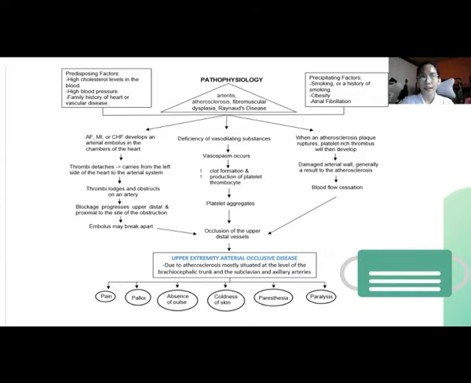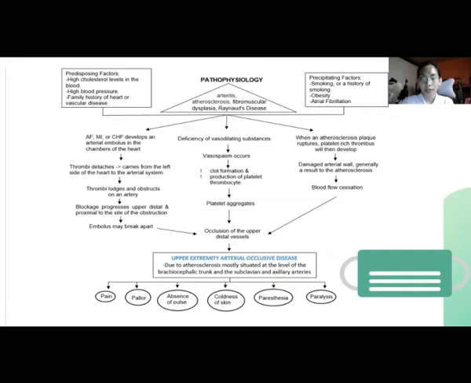So in AMI or CHF, an arterial embolus develops in the chambers of the heart, wherein the thrombus detaches, then is carried from the left side of the heart to the arterial system. Then the thrombus lodges and obstructs an artery, which leads to a blockage that progresses to the upper distal and proximal to the site of the obstruction. And in here, the embolus may break apart, which leads to the occlusion of the upper distal vessels and leads to the upper extremity arterial occlusive disease.